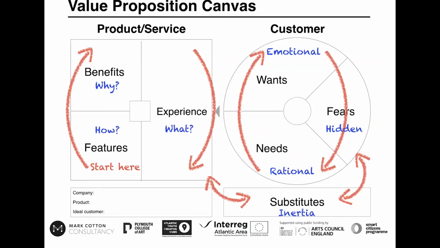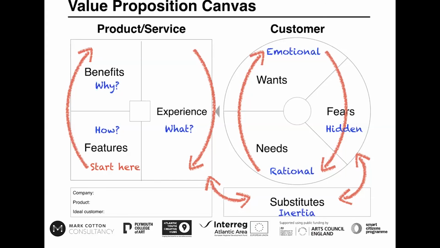When using the value proposition canvas, then start on the product or service side. Begin at the features section. It should be what you know about your product or service. The features, as I said, are the practical attributes, the what. So start there and then move around to the benefits. And this is what it does for a customer, and then consider the experience. This is how a customer feels to own or use your product or service.